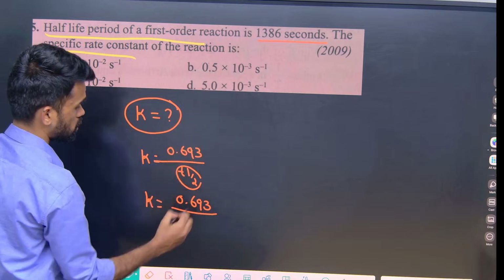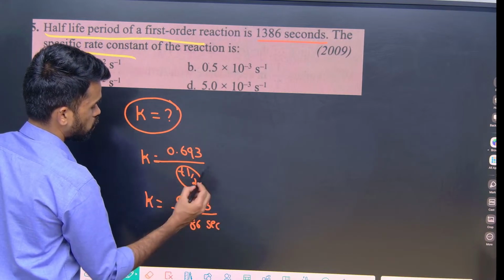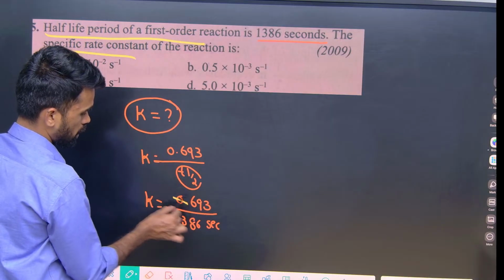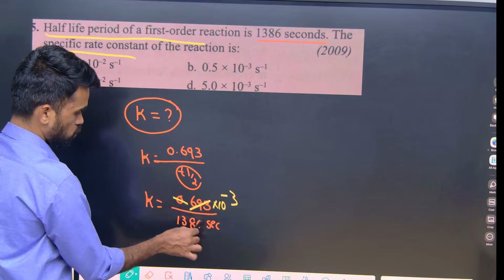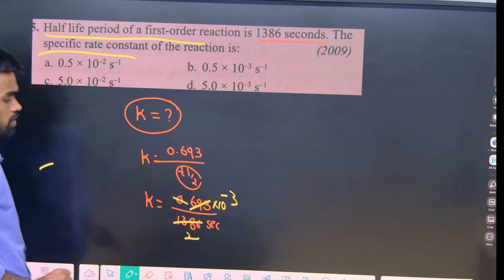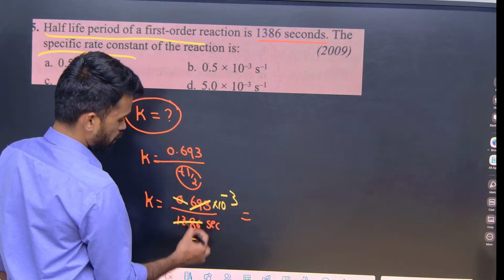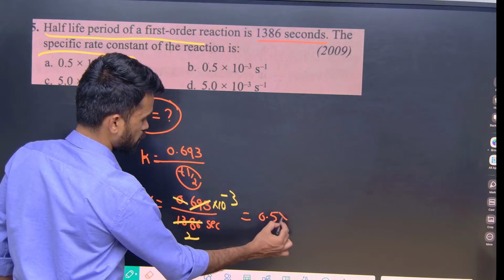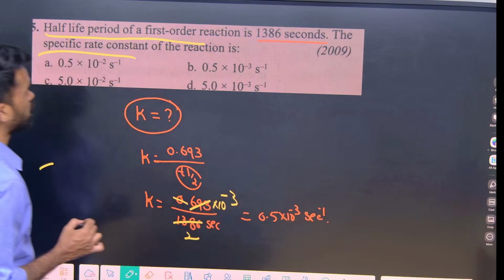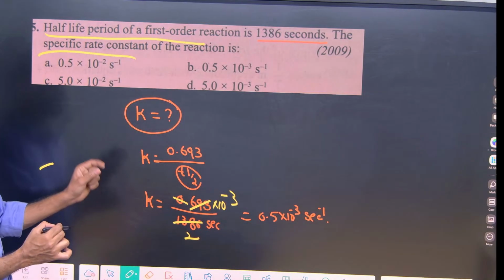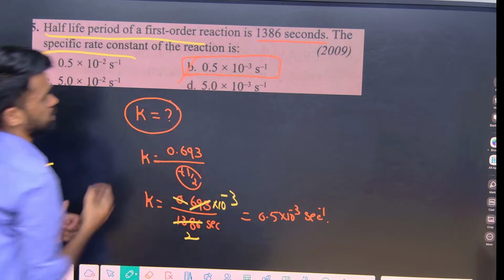How much did they mention? 1386 seconds. So now this value I can write as 10 power minus 3. 693 twos are 1386. So 1 by 2 means 0.5 into 10 power minus 3 second inverse. Do we have any option? 0.5 into 10 power minus 3 second inverse. So option B is your answer for the discussion.